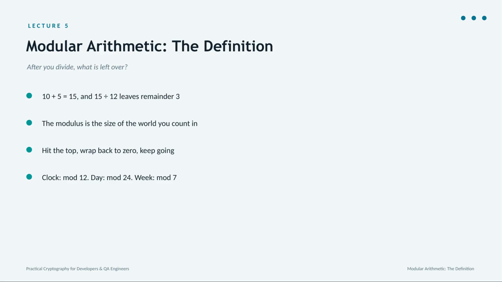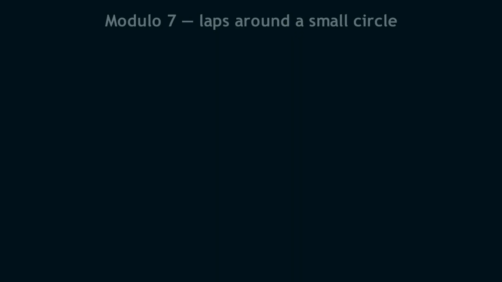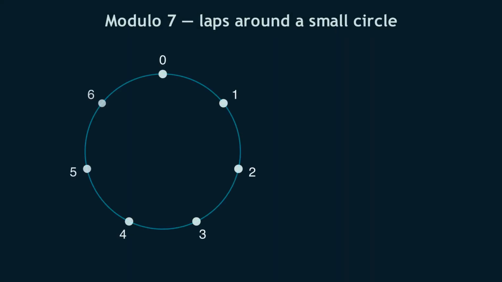A 12-hour clock is modulo 12. A 24-hour clock is modulo 24. Days of the week are modulo 7. Same idea, it's just a different size circle. Let's do a few quick ones to internalize the concept.